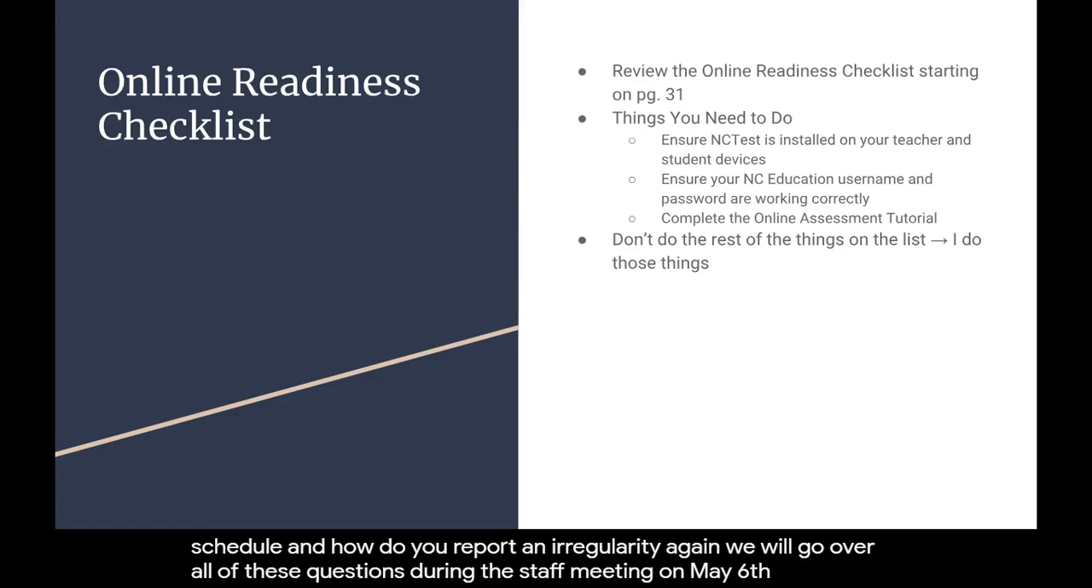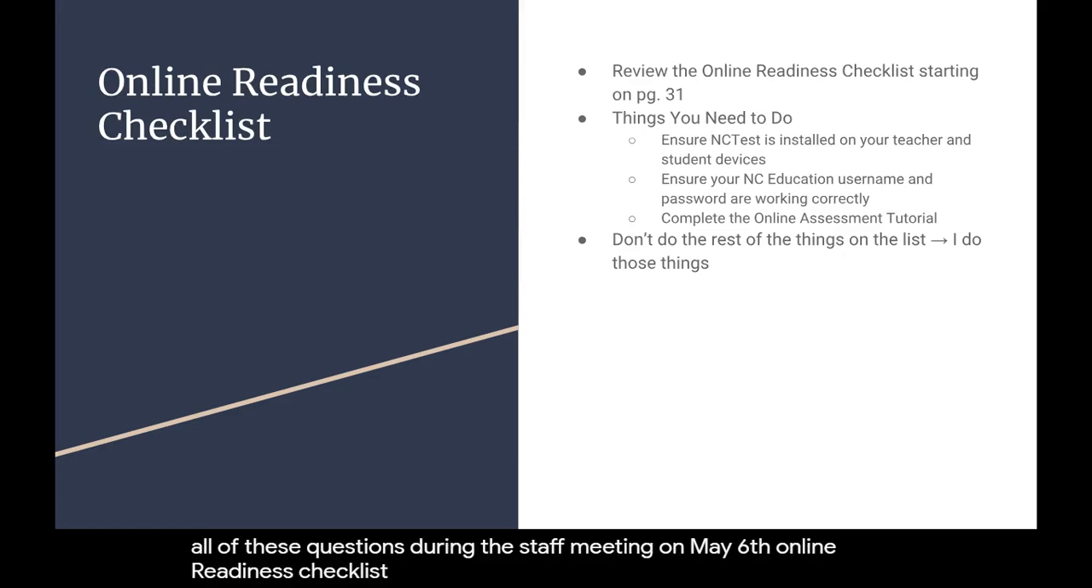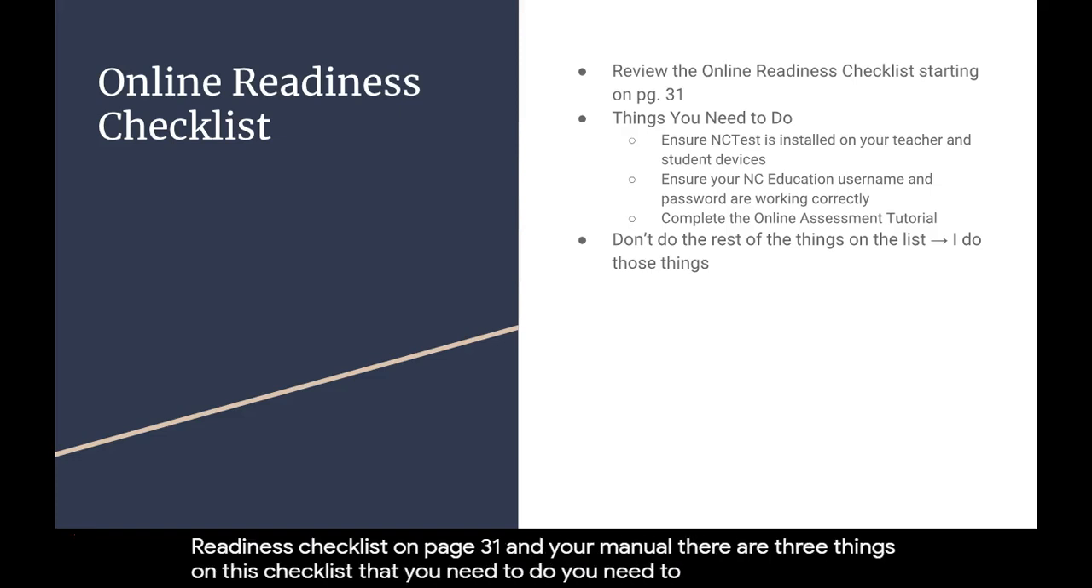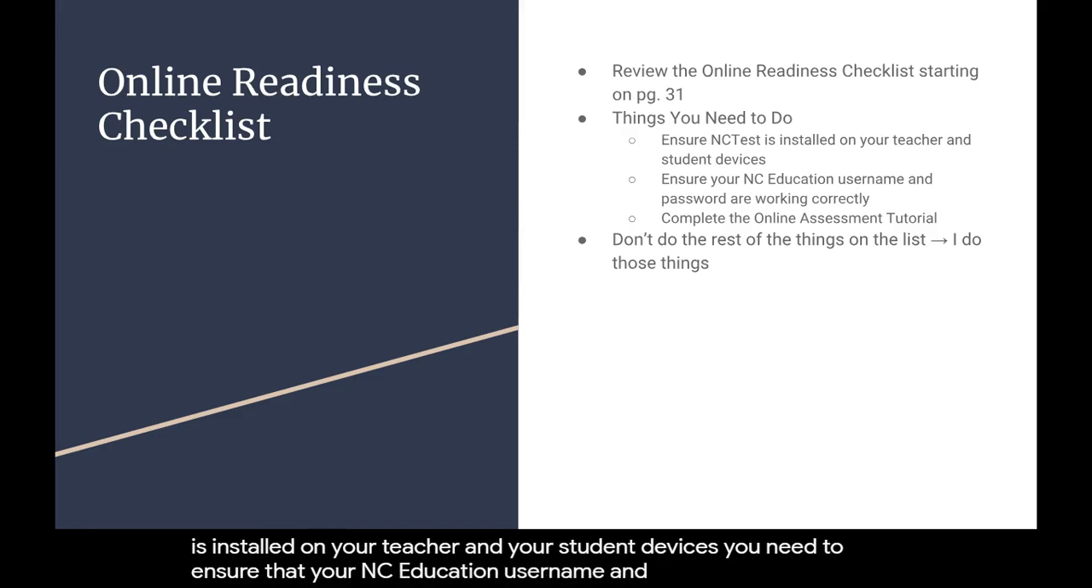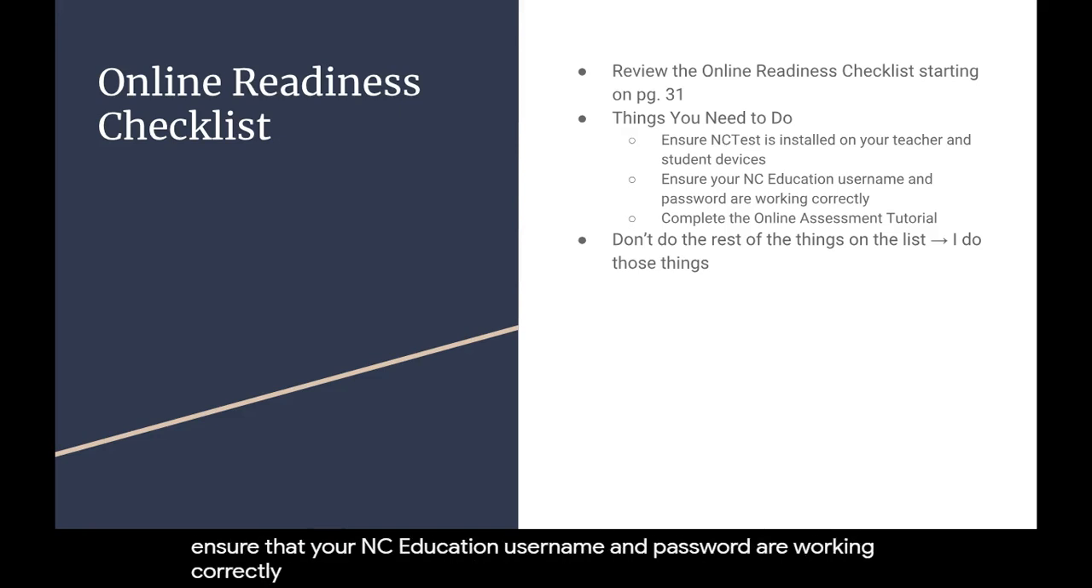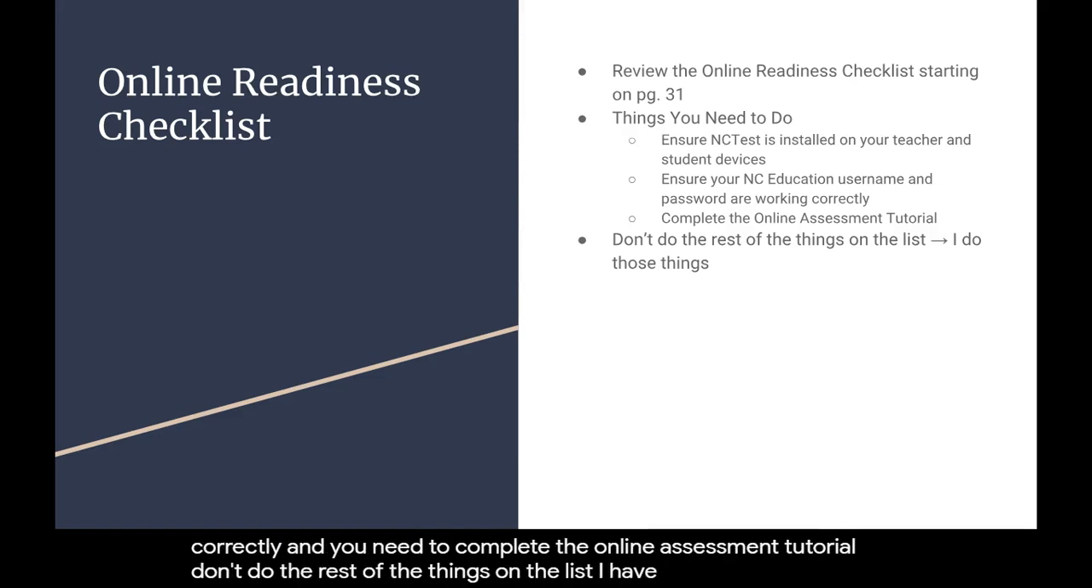There is an online readiness checklist on page 31 in your manual. There are 3 things on this checklist that you need to do. You need to ensure that NC Test is installed on your teacher and your student devices. You need to ensure that your NC Education username and password are working correctly. And you need to complete the online assessment tutorial. Don't do the rest of the things on the list. I have to do those things.